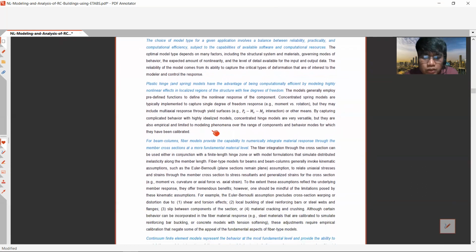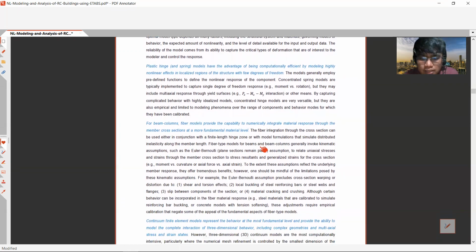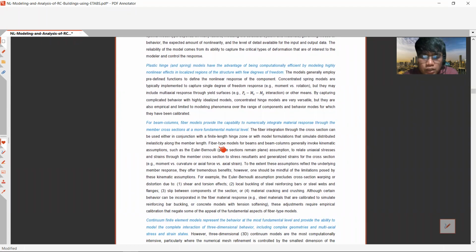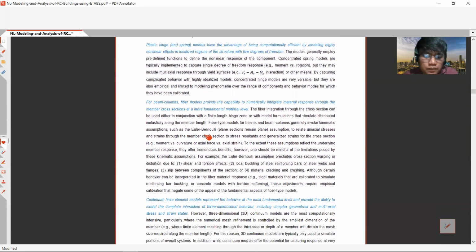Okay, so for beams and columns naman, okay, yung fiber models provide the capability to numerically integrate material response through the member cross sections at a more fundamental material level. Okay, so the fiber integration through the cross section can be used either in conjunction with a finite length hinge zone or a model formulation that simulates the distributed inelasticity along the member length. Okay, so fiber type models for beams and beam columns generally invoke kinematic assumptions such as the Euler-Bernoulli principle.